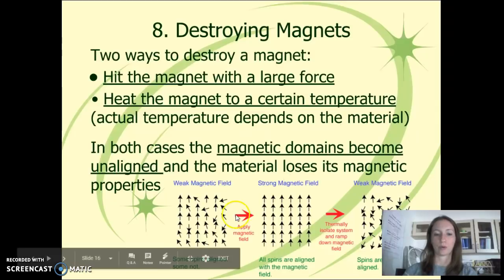And here's just an example. You have a strong magnetic field, you apply heat, or maybe you shake it up, and you end up with a weaker magnetic field.